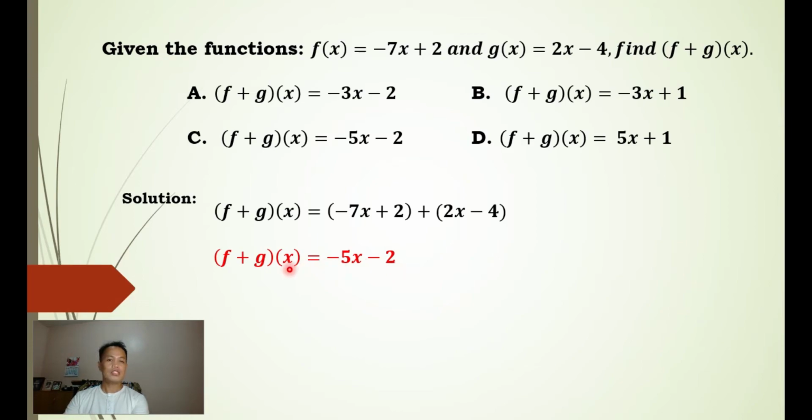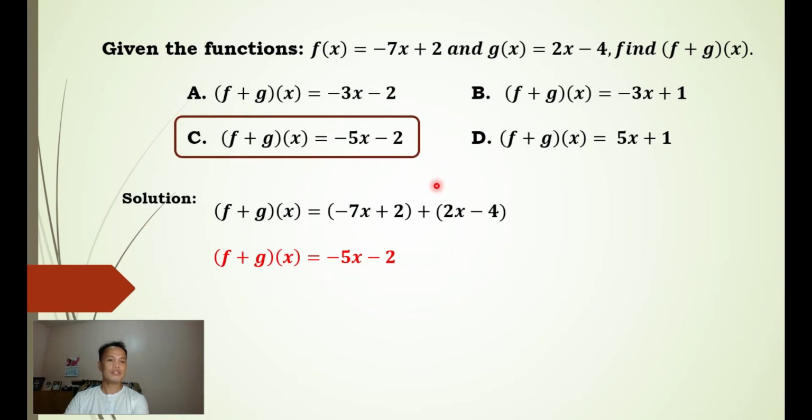Since we are not going to evaluate, since we have x there, we will not evaluate the function. This is now our final answer, since it cannot be simplified further. So our final answer is negative 5x minus 2. This is now the sum of the functions f and g. Therefore, our correct answer is letter C.